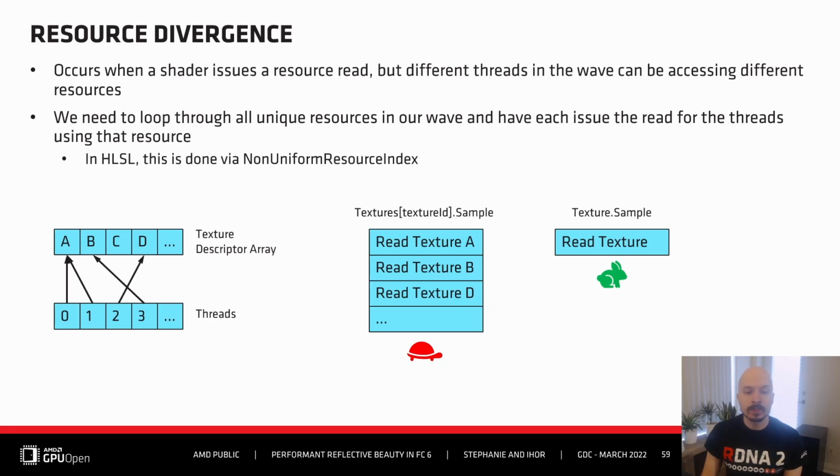And the way this actually executes can be seen in the middle, where we do read texture A for all of the threads that happen to require that texture. And then we issue read texture B for all the threads that need to read that texture. And then for texture D and all of the other textures that need to be read within our wave. And this can get very slow again because it's very serial. If instead we were able to rewrite our code so that we only ever read one texture, then we just read that texture from all of our threads, and then we can continue with our other instructions right after.